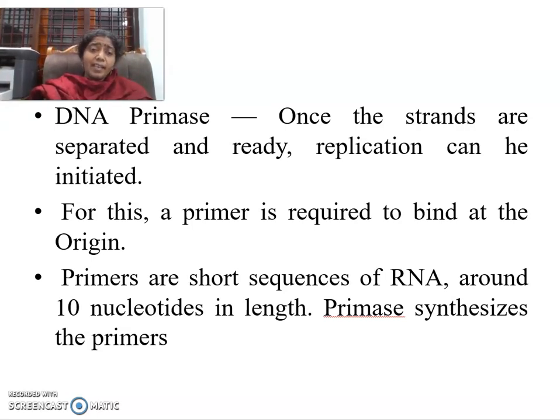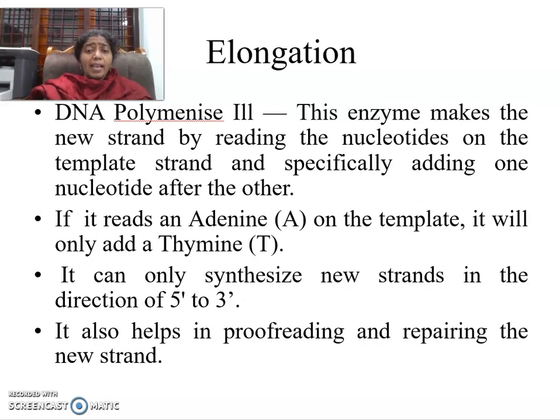Okay, what's the second step? The second step is elongation. Elongation is done with the help of the DNA polymerase 3 enzyme. Which enzyme will bring about the elongation? The elongation step will be done with the help of the DNA polymerase enzyme, and this will be forming the new strand. It has the capacity to read the nucleotides in the template strand, and it will be forming the new strand.